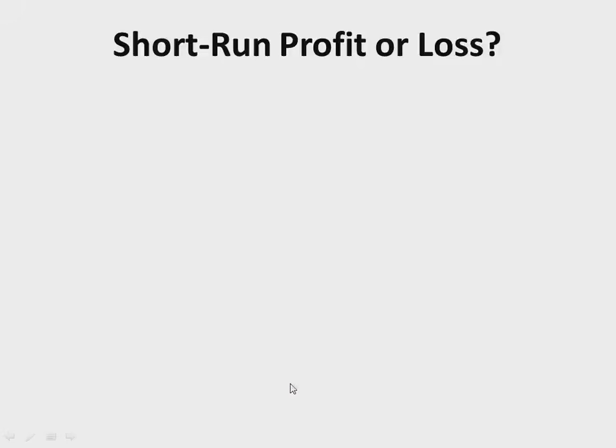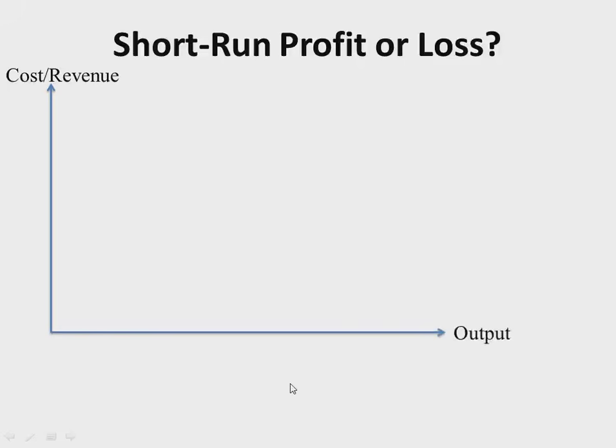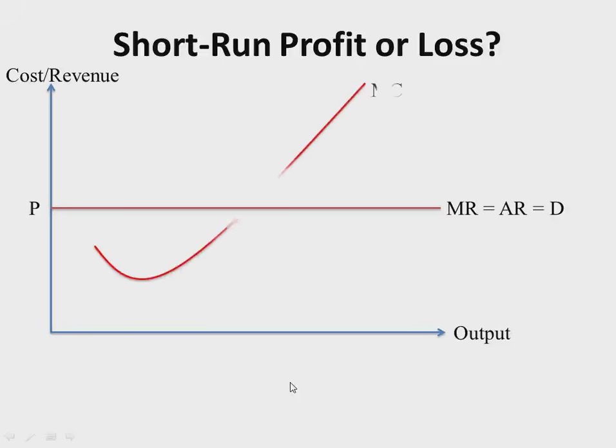Okay, so let me quickly take you through the short run profit or loss analysis. Recall that on the vertical axis, we measure the cost or revenue for the firm, and on the horizontal axis, we put the output. Now, with the perfectly elastic demand curve and an upward sloping marginal cost curve, the firm is in equilibrium at the point where the marginal revenue curve intersects with the marginal cost curve.